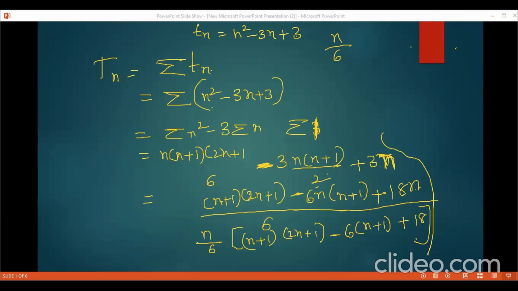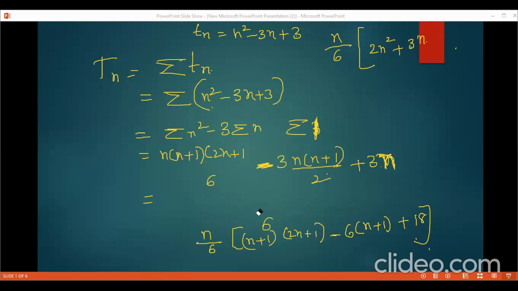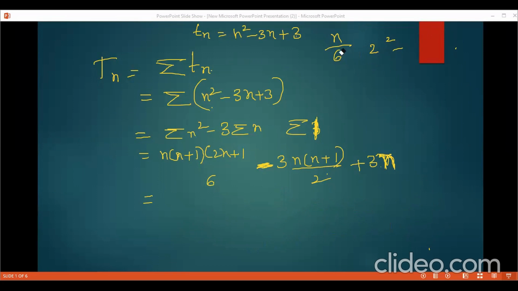n by 6 into, so 2n square plus 3n. Here also, instead of multiplying, this becomes easy. I will tell you. Let me take this one. This step I am going to do. You observe. I am going to do the easy way.